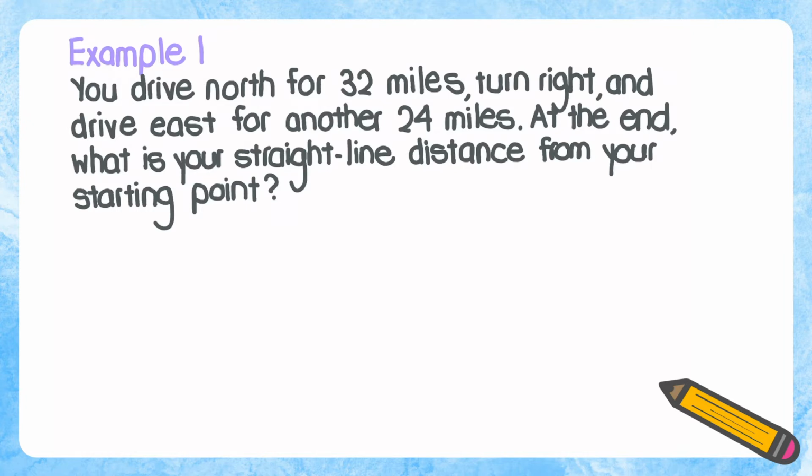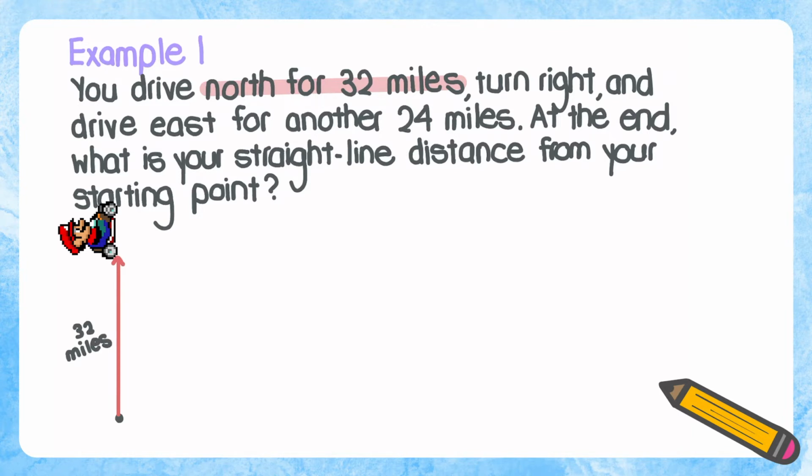So our first step is to visualize this problem. And visualizing the problem is actually probably the most important step because it will help us set up and solve for the problem. So the problem tells us that you drive north for 32 miles. So we start at a point and we're driving north for 32 miles. So think of it as driving upwards for 32 miles. We drive up north for 32 miles. So let me label this side. So it's 32 miles here.